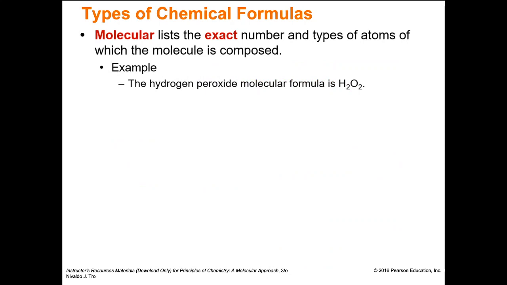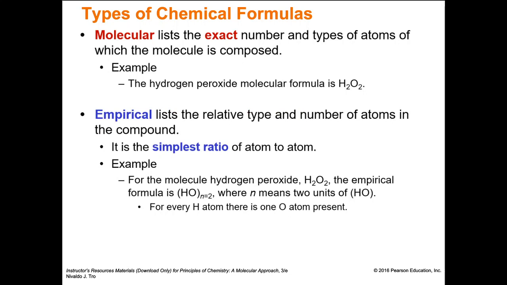Okay, so types of chemical formulas. So a molecular formula lists the exact number and types of atoms. Example, hydrogen peroxide, H2O2. So when it comes to molecular compounds, we're not going to reduce these numbers, even though we could, if we're talking about molecular formulas.